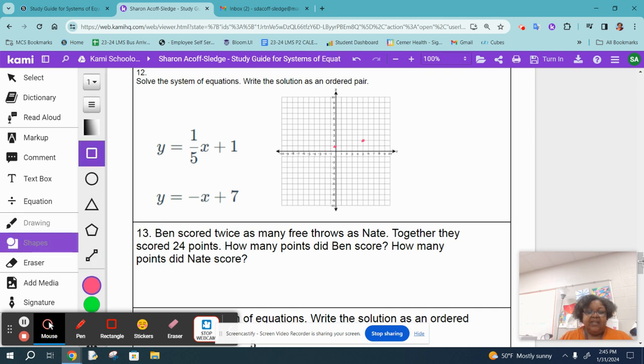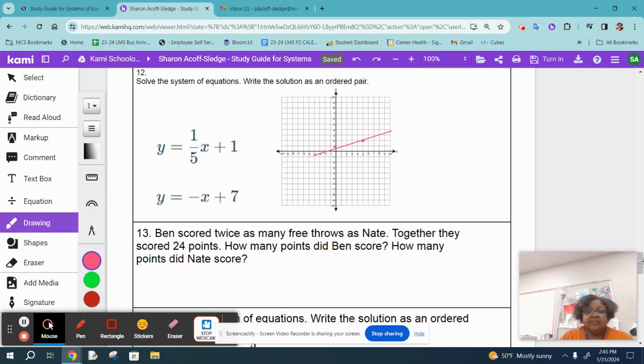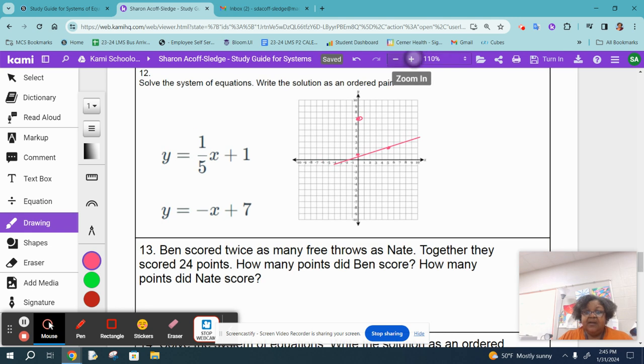So that's my first line. That is not the shape I want. I don't want a square. I want a line. Okay. Now my next one, my y-intercept is 7. Okay, I don't want that right there. And make this a little bigger so y'all can see it.